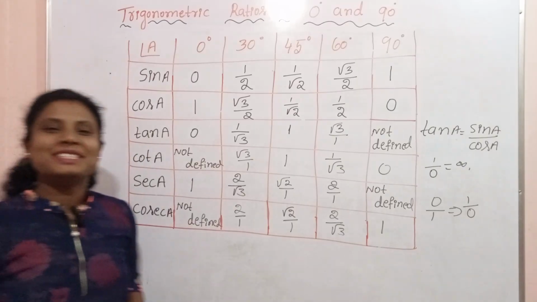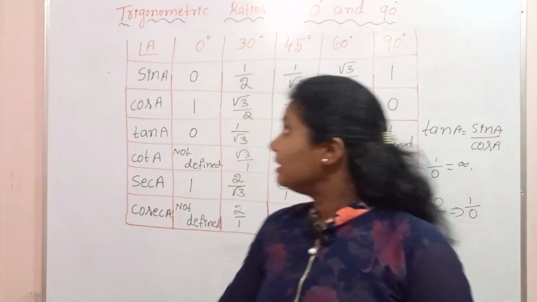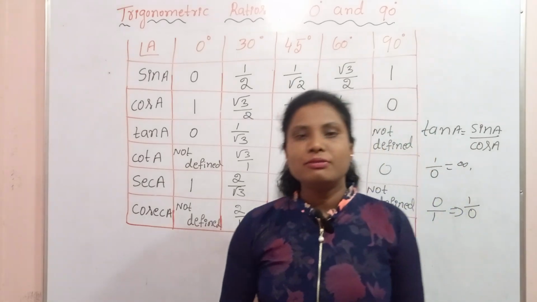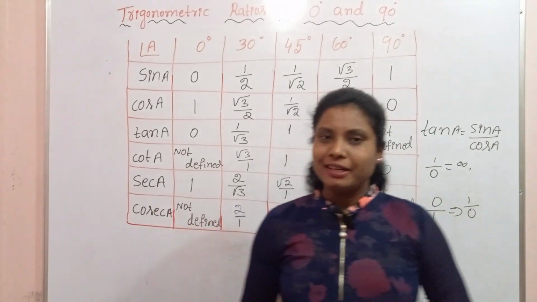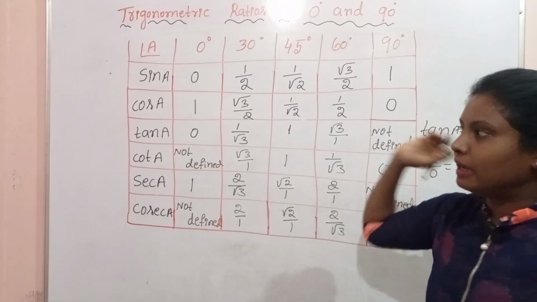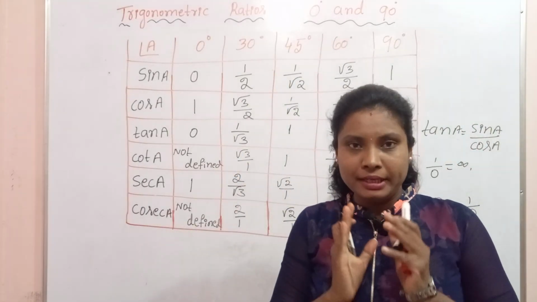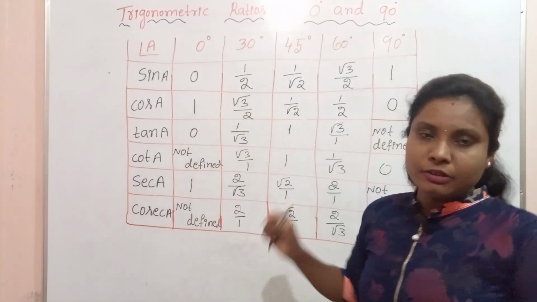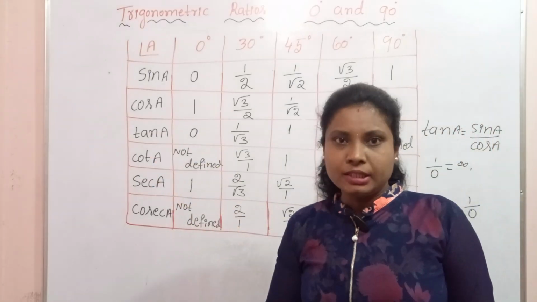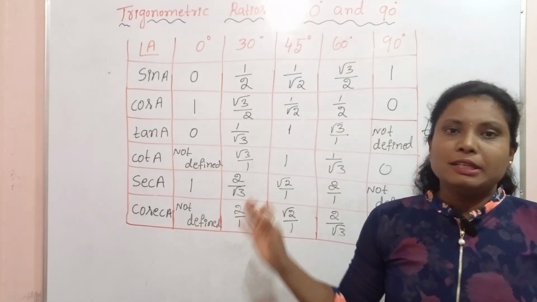So this is an easy way to remember trigonometric ratios of 0 degree to 90 degree. If you remember only this value, you are able to write the complete table. So if you know this, you can write it in a quick manner. Within a few minutes, you will complete this.